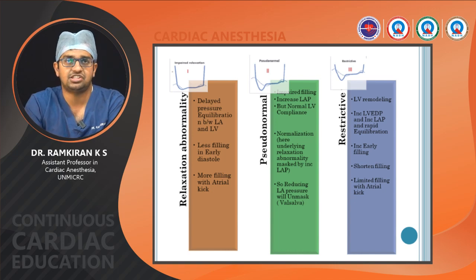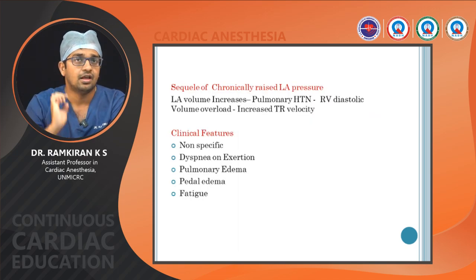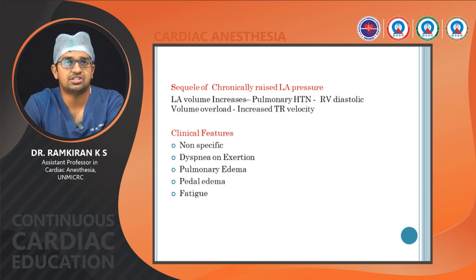And finally stage 3, where there is a compliance change. There is LV remodeling occurring. There is an increased left ventricular end diastolic pressure and increased left atrial pressure with rapid equilibration. So there is increased early filling, a shortened filling phase, and even limited filling with the atrial kick during this phase. So what are the sequelae of increased LA pressures? Ultimately the LA volume increases, pulmonary hypertension develops, RV diastolic volume overload occurs, and there is an increased TR velocity.